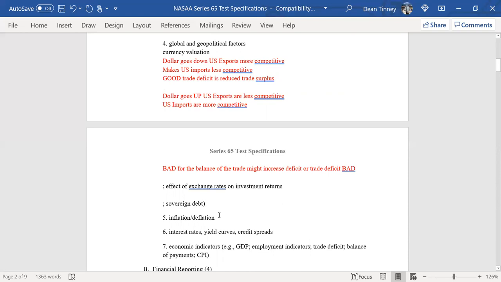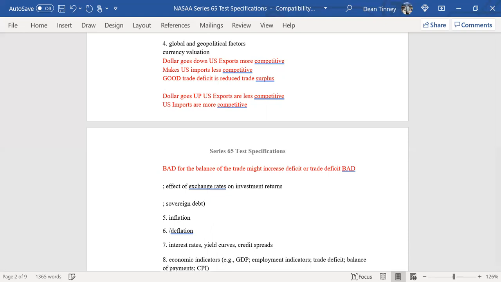We talked about inflation. We said inflation is too much money chasing too few goods. We said CPI is a measurement of inflation. Let's put that there. That's certainly something we need to know.